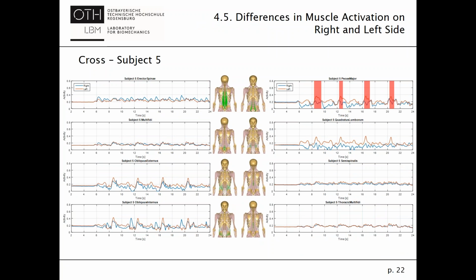We also took a look at the muscles on the right and the left side of the human body, and we found out that some of the muscle groups always have the same activation on the right and the left side. Here again, the multifidi and the thoracic multifidi are an example. But we found that some of the muscle groups contain parts where muscles have a local maximum on the one side and a local minimum on the other side. An example is marked in red in the case of the psoas major.